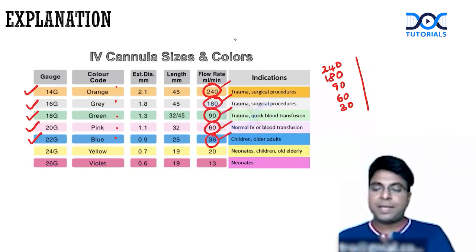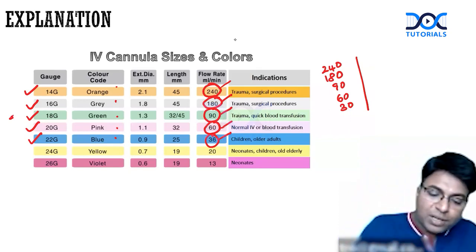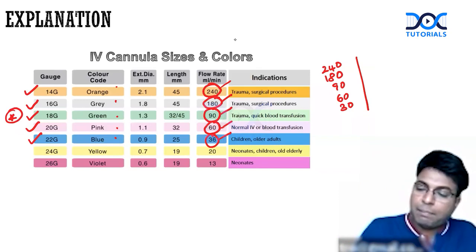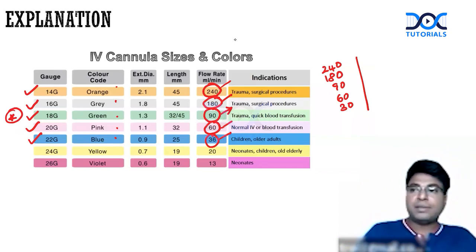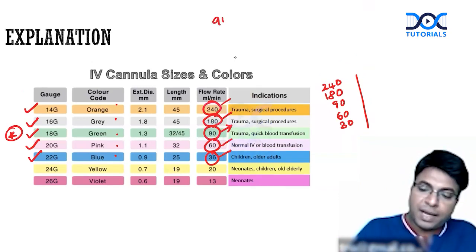So remember like that. Usually they will ask you only this green Venflon. It is usually 90 ml per minute. The amount we can infuse is 90 ml per minute.